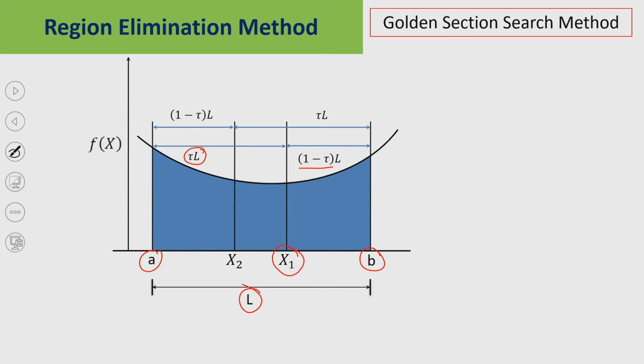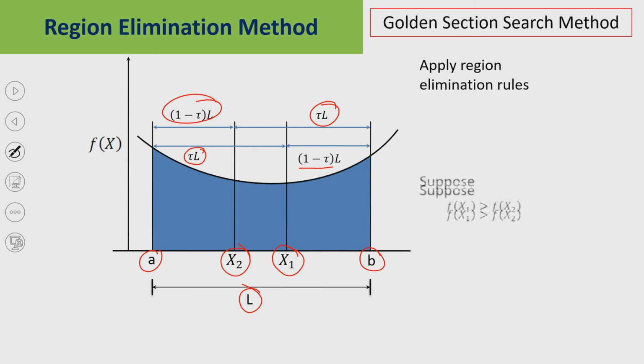Now, if I take another point x 2 which is tau L from B and 1 minus tau L from A, that means the distance between x 2 and B is tau L and the distance between A and x 2 is 1 minus tau L. Now, apply the region elimination rule.